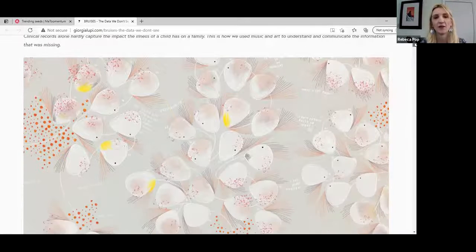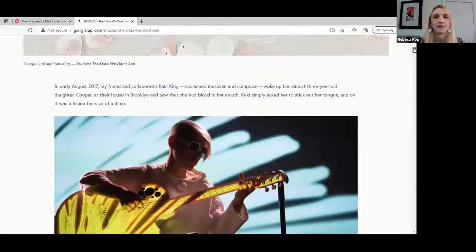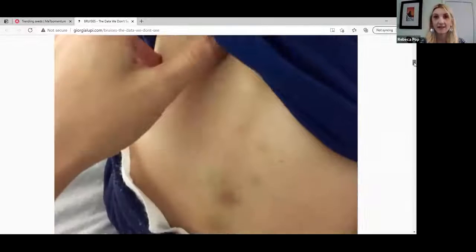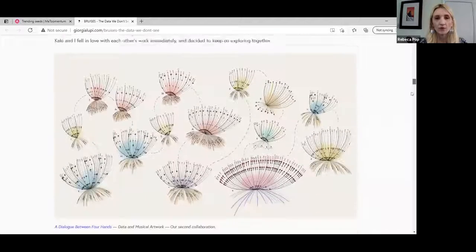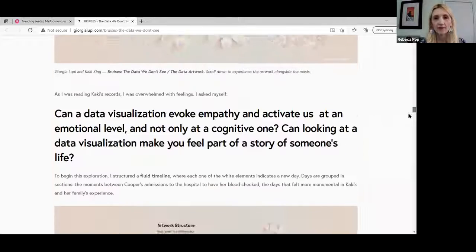And she had a friend whose child woke up in the morning bleeding. Of course, her friend was devastated, went through a very rough time, but clinical records are data points that don't capture that emotional impact. And she wanted to create a visualization that captures that emotional impact. And I mentioned that she combines art with data and with visualizations. Her visualization was actually also exposed at the Museum of Modern Art. So it was actually really large on a wall, displayed so that everyone can engage with the visualization. But I'll walk you through how the data is encoded.